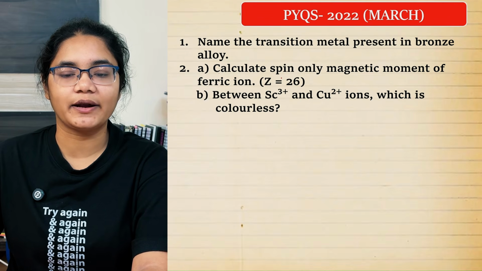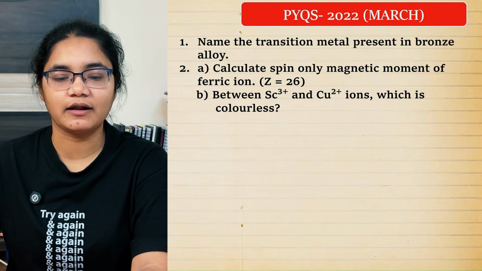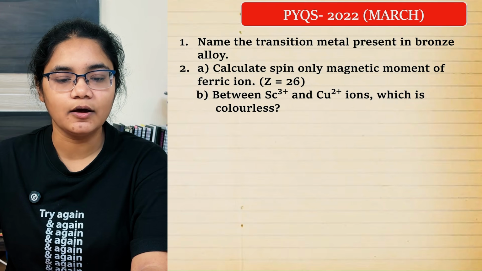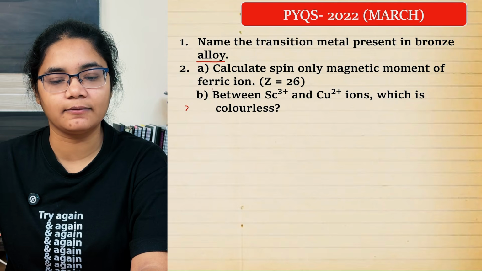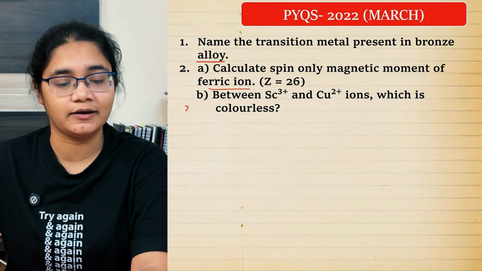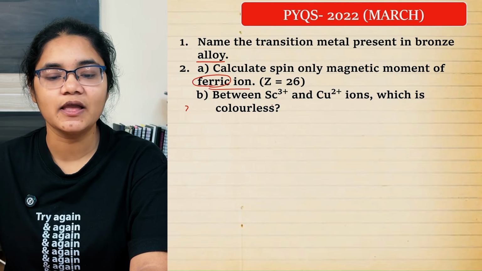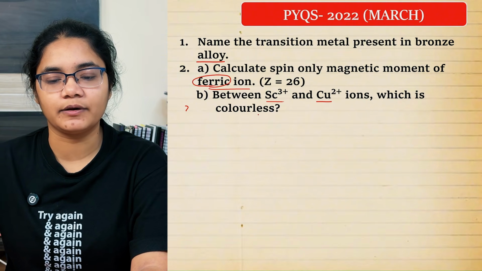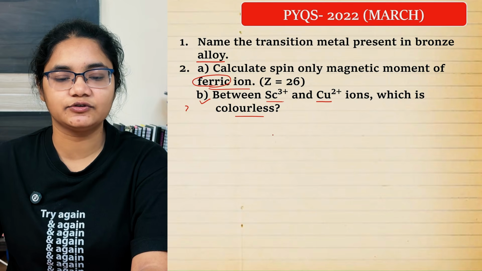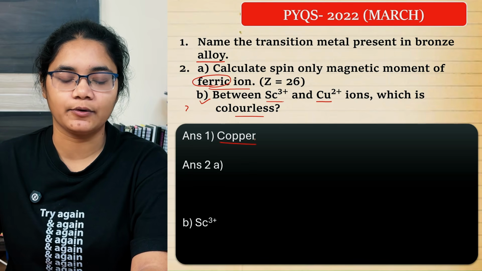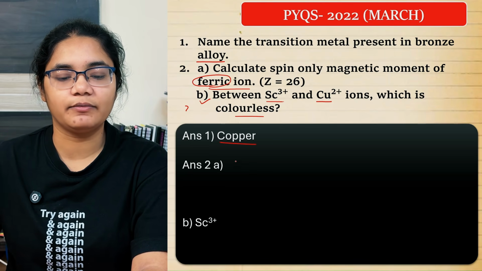Now coming to 2022 March paper: name the transition element present in the bronze alloy. Next, calculate the spin magnetic moment for ferric ion. Please remember this one, ferric ion is there. Next, between scandium 3 plus and copper 2 plus, which is colorless? Already we have discussed part B. Let's see the first one. Bronze alloy has copper. Next, spin only magnetic moment of ferric.